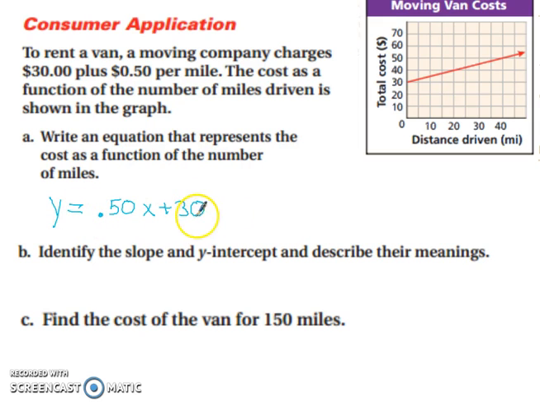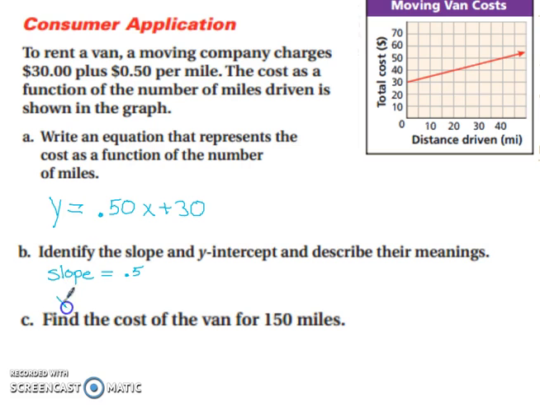Now that we have our equation, let's look at what is the slope and what is the y-intercept. And we're going to describe their meaning. So the slope is 0.5. This is the rate of change of the cost because it's 50 cents per mile.